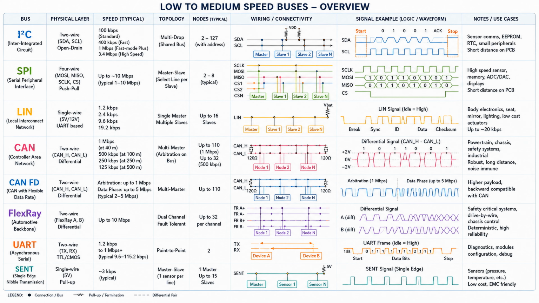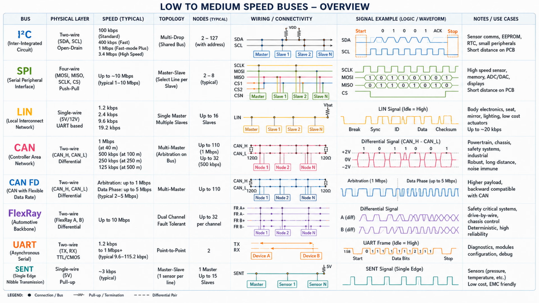Section 3 describes LIN, Local Interconnect Network. LIN was developed specifically for low-cost automotive electronics. It's a single-wire serial bus based on UART signaling. LIN uses one master and multiple slaves. Typical speeds are below 20 kilobits per second.